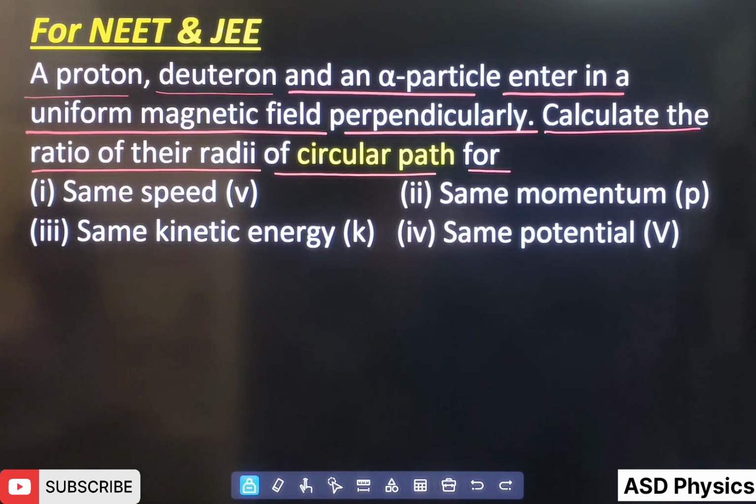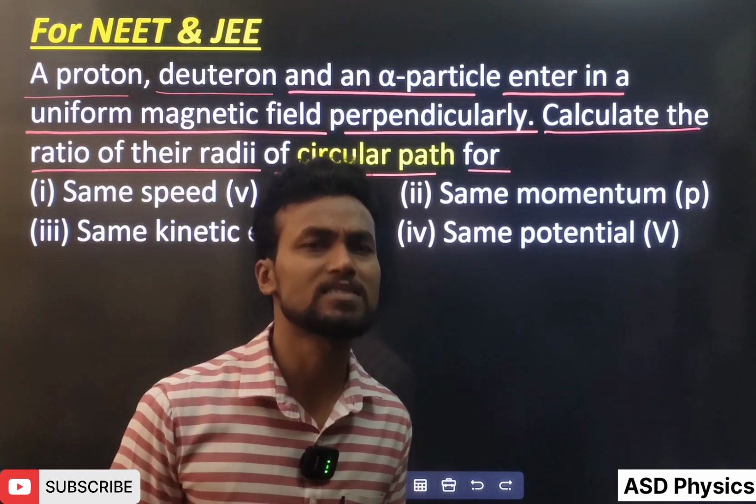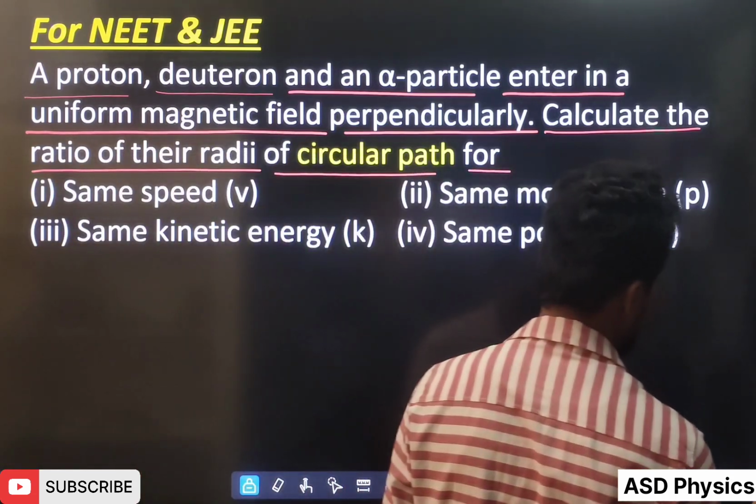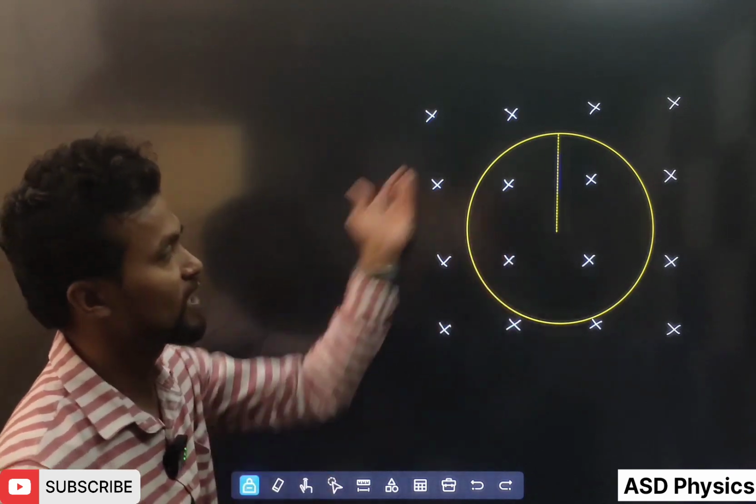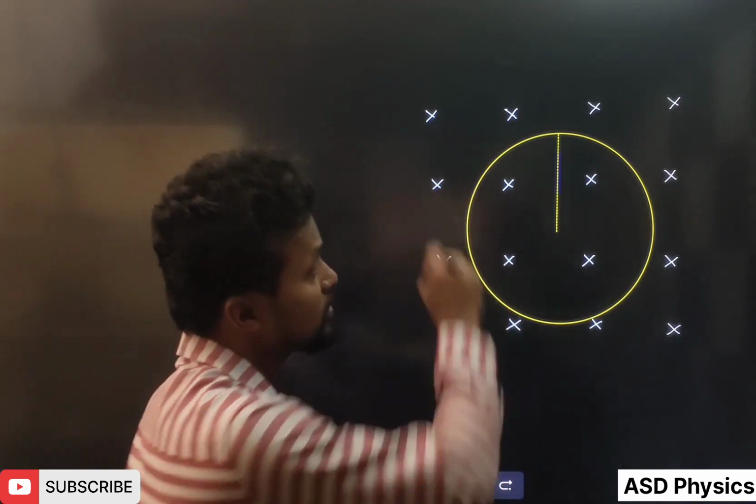After that, calculate the ratio of their radii of circular path for four situations: same speed, same momentum, same kinetic energy and same potential. Any of these things they may ask in an exam. Okay students, so the thing is very clear. The charged particle will follow which path? It will follow the circular path.